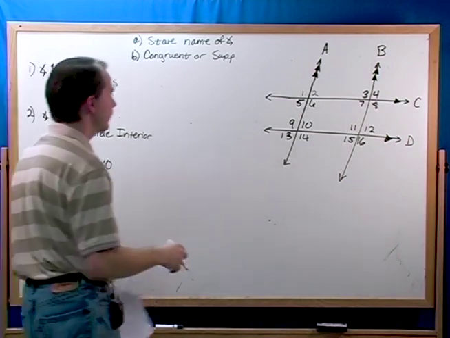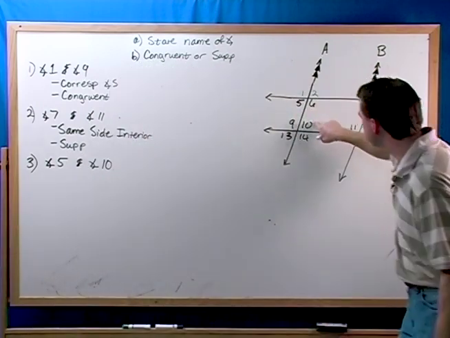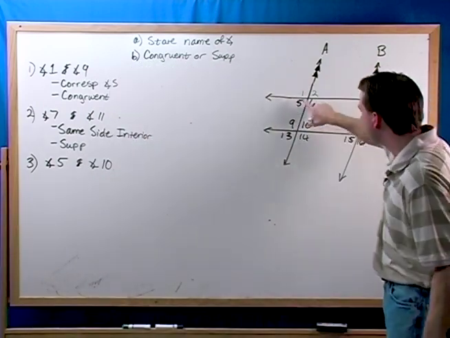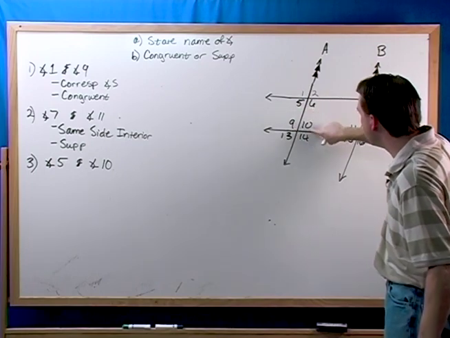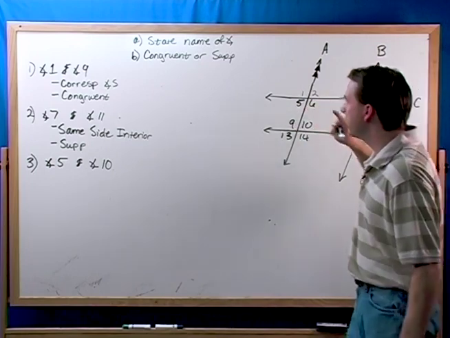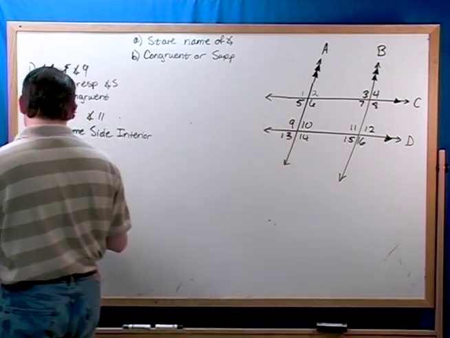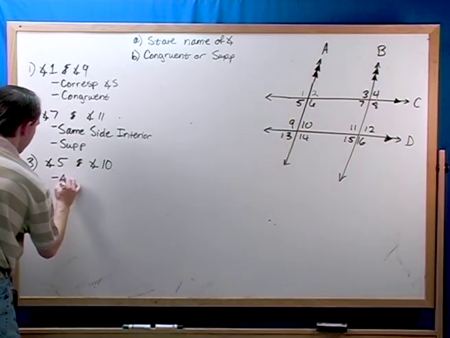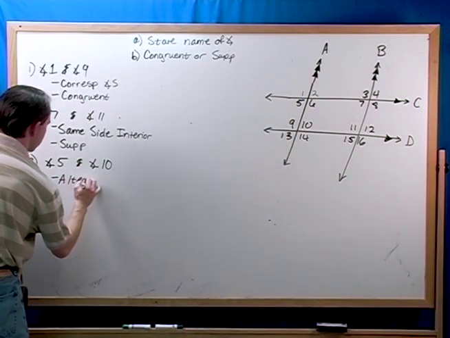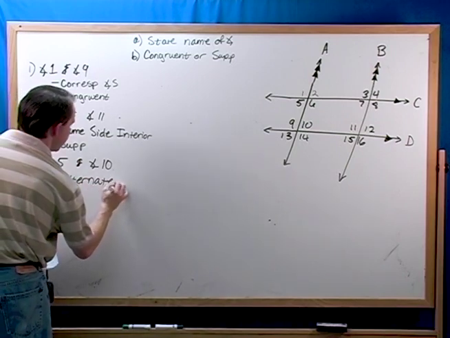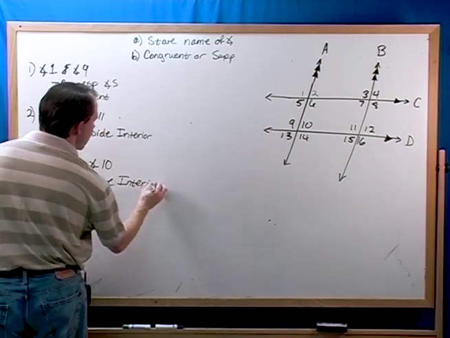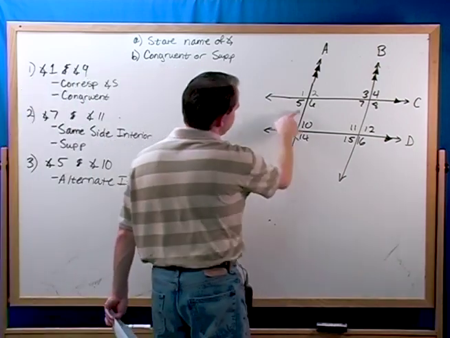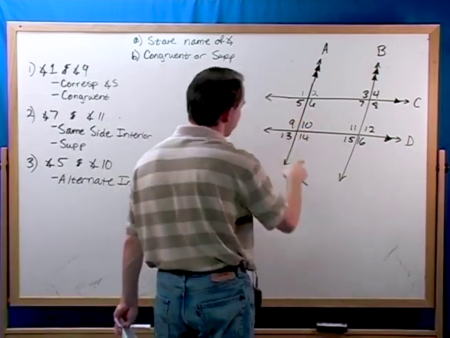Okay, so let's look at those. Angle 5 and angle 10. What kind of angle are there? Well, they're interior angles because they're interior to these two parallel lines, but they're on alternate sides of this transversal. So they are alternate interior angles. Okay, alternate interior angles.